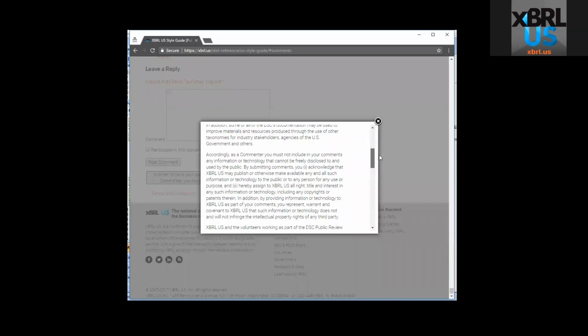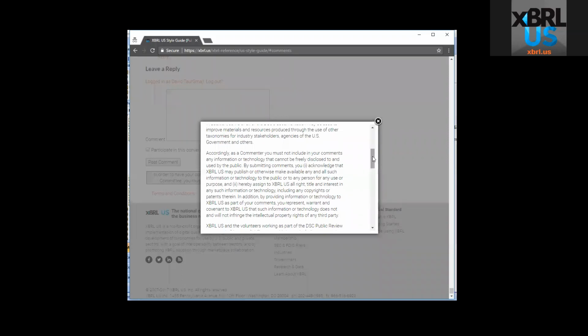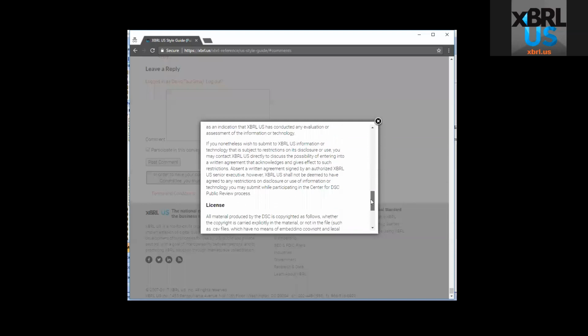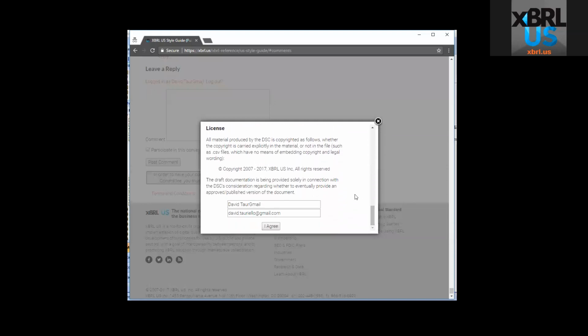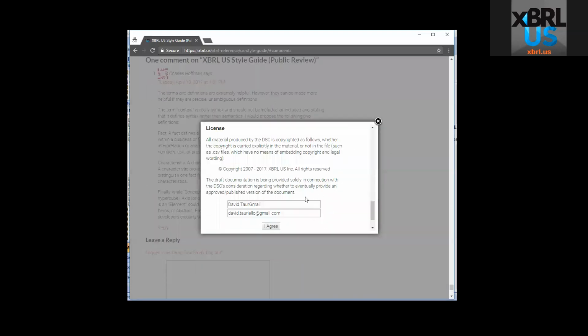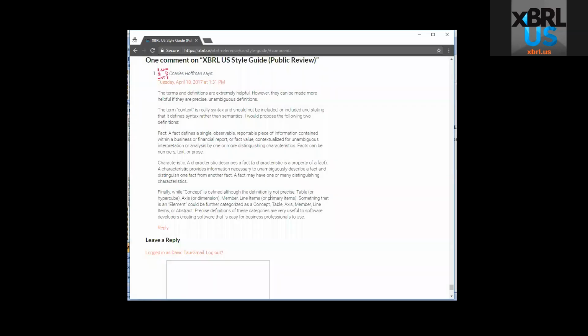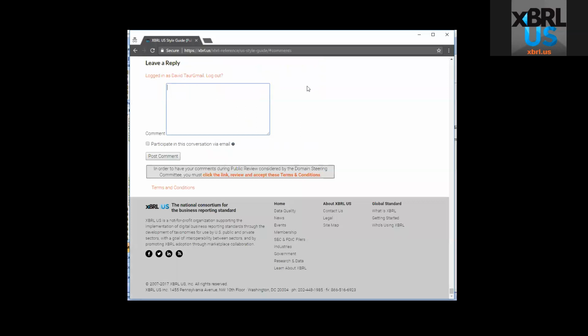Terms and conditions. Generally, it's just IP policy that guides most of the documentation that we develop as an organization. This one is specific to the Domain Steering Committee and to this document. At the bottom, my name and also my email address have been entered in already for me. I simply click agree. Let me try that again. I should get a confirmation that I've agreed to the terms and conditions. Close that window, and then I'm free to make a comment.